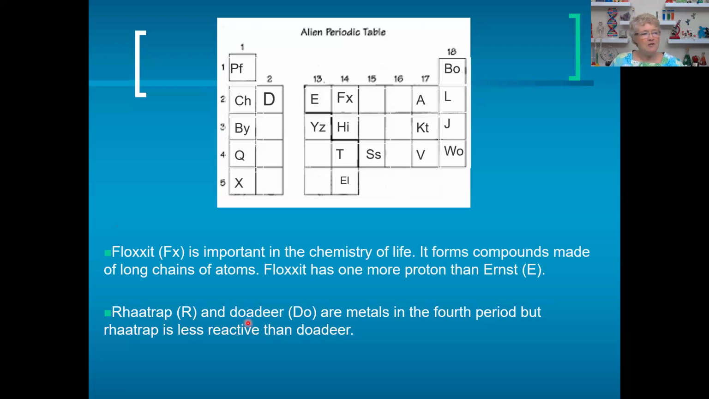Rat trap and doadir are metals. That should tell you which side of the periodic table they're on. Remember, we have metals on the left, metalloids in the middle, and then non-metals on the right. So it's going to be over on this side over here. These are the metalloids. So they are metals in the 4th period. Where's our 4th period? This one right here.